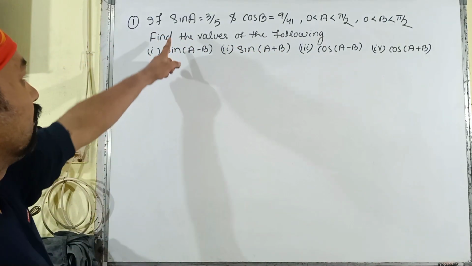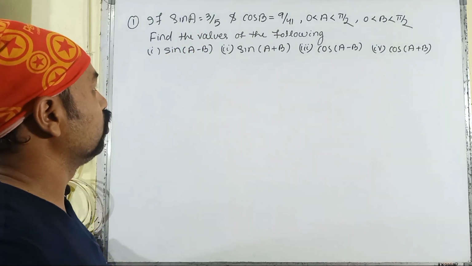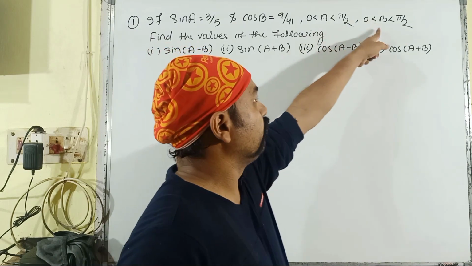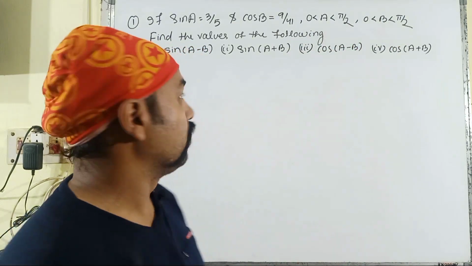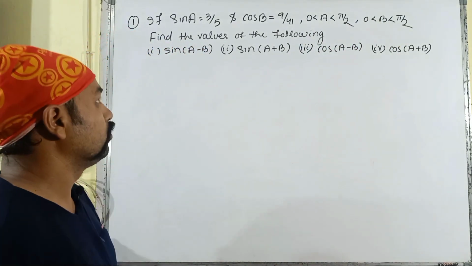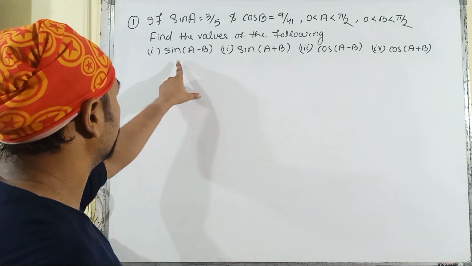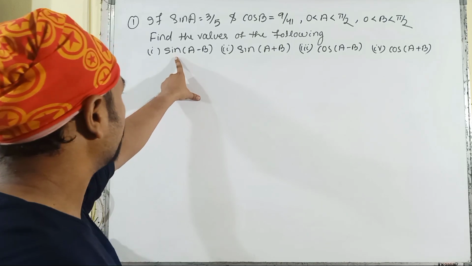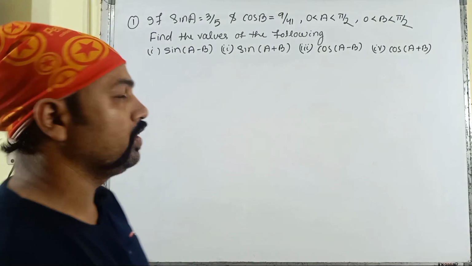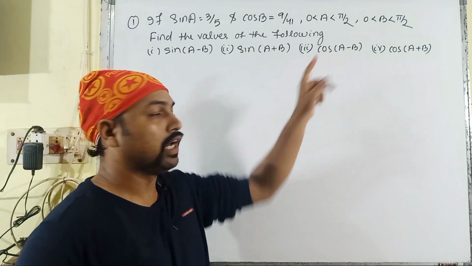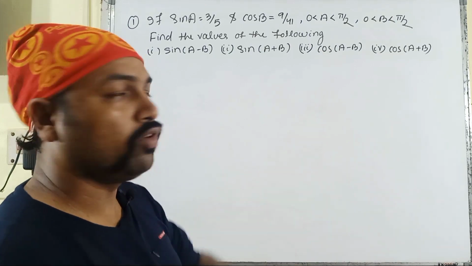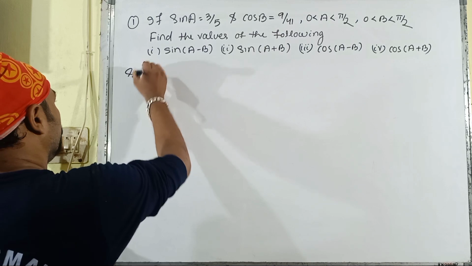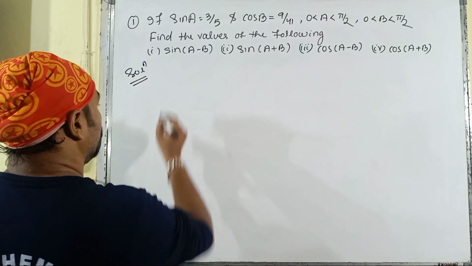It is given that sin A is equal to 3 by 5 and cos B is equal to 9 by 41, where the angles A and B are lying in the first quadrant only. Then we have to find the values of the following trigonometric ratios of compound angles. The first one is sin(A minus B), the second one is sin(A plus B), the third one is cos(A minus B), and the fourth one is cos(A plus B). So let us go through the solution of the first problem.